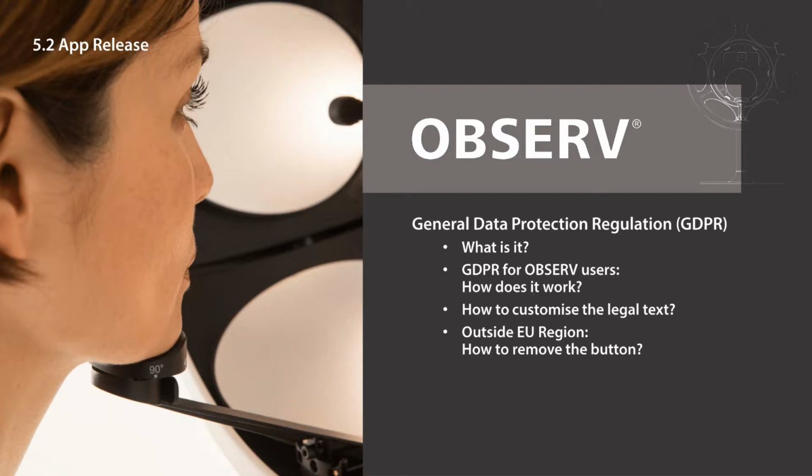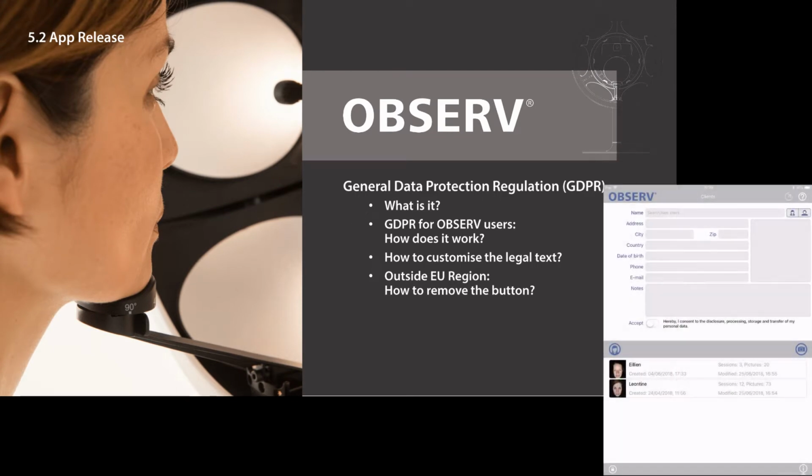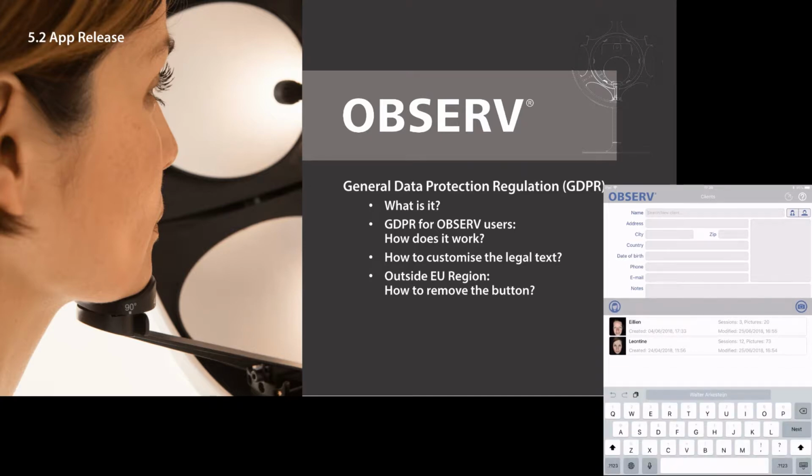Going on to the general privacy law. To be more specific, the General Data Protection Regulation Law, or GDPR, that recently entered into force. The new law is designed to harmonize data privacy laws across the EU, to protect the privacy of all European Union citizens, and to reshape the way organizations approach data privacy. As the OBSERV 520 app also collects client data, so for example personal information and pictures, we have integrated an accept button on the client page for end users of the OBSERV 520 to be able to comply to the privacy law.